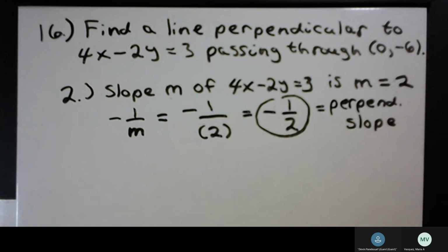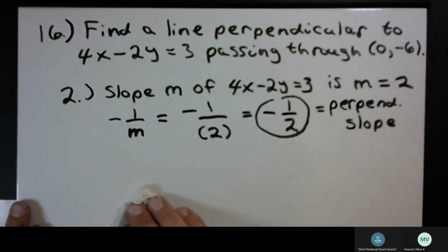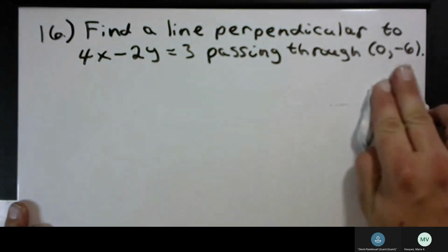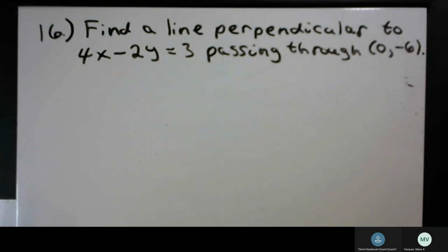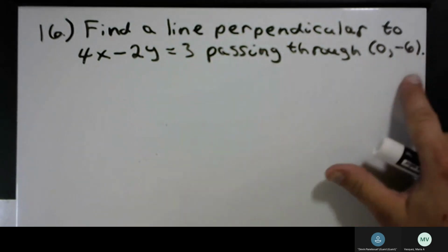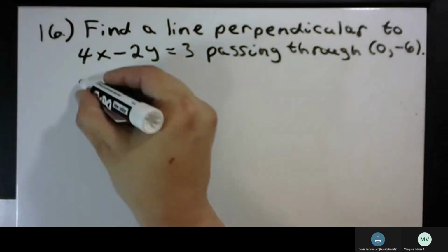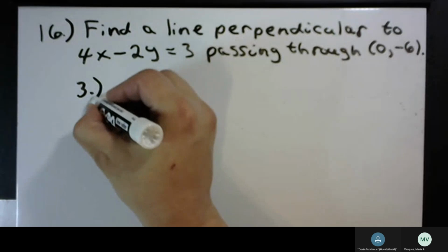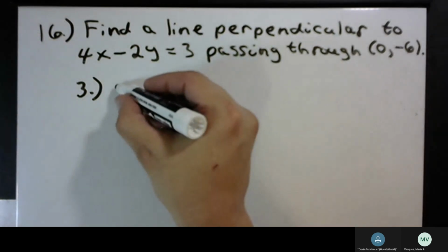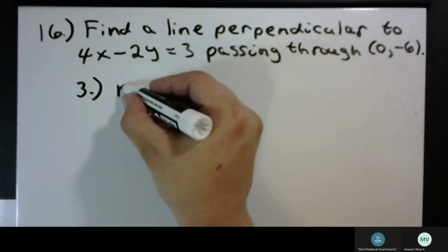And so that gives us our perpendicular slope. So now we get to step 3. Well, any questions about that? I'm sorry, any questions? So for step 3, we have a perpendicular slope.